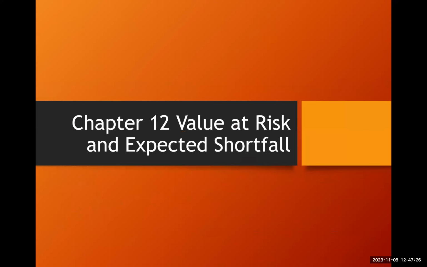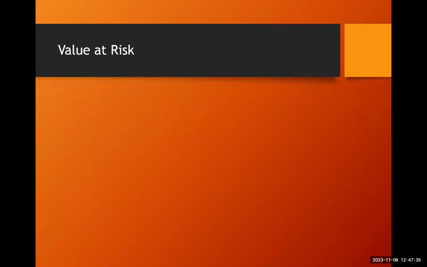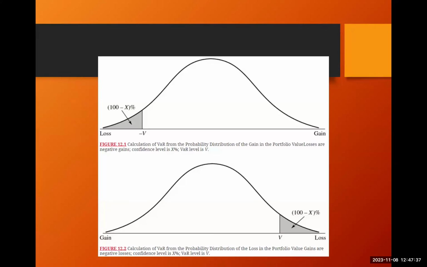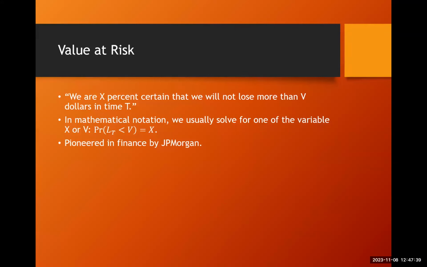The next section that I want to look at is value at risk and expected shortfall. This section has a lot of calculations, and there's a lot of buildup that leads to the Basel Accords.